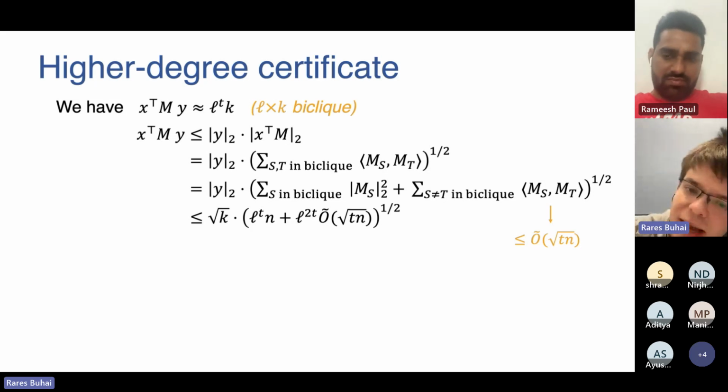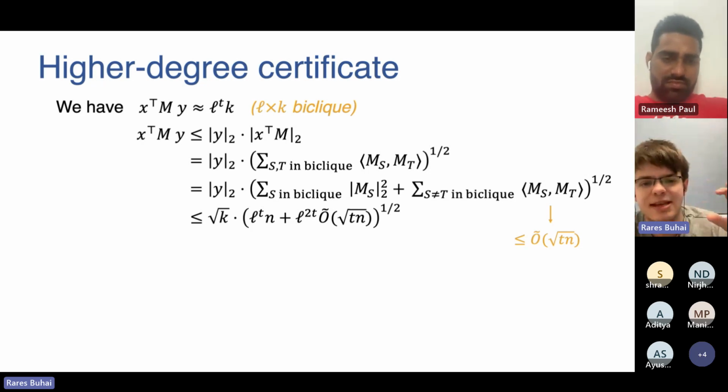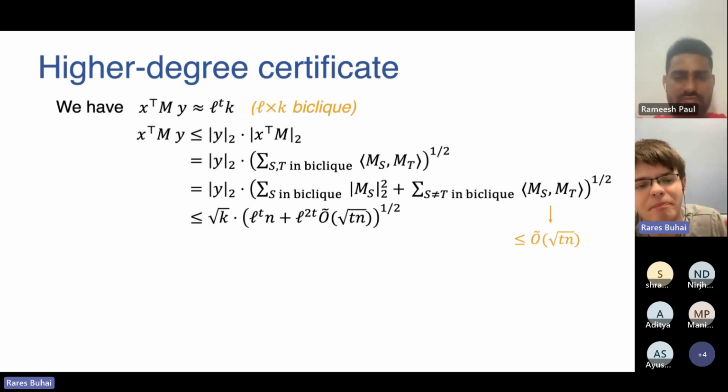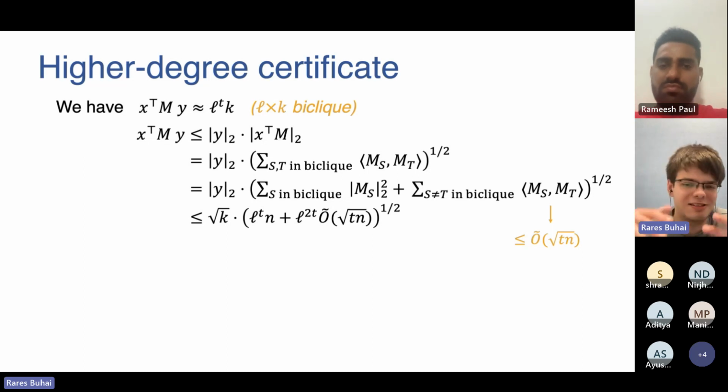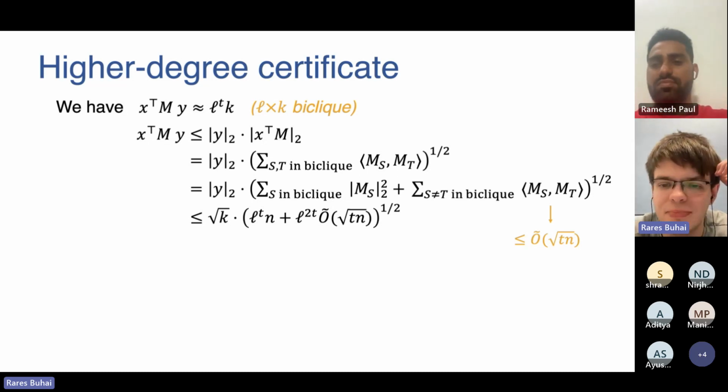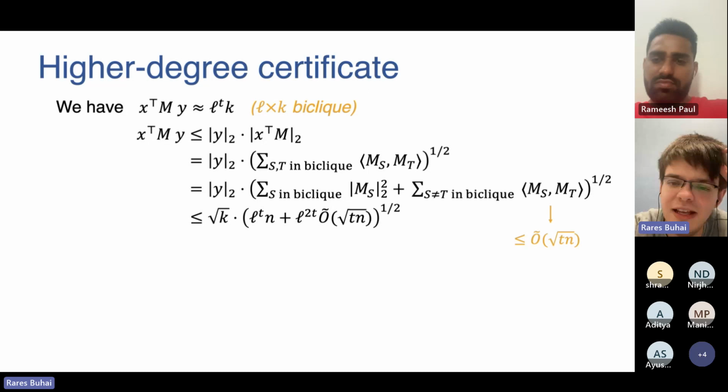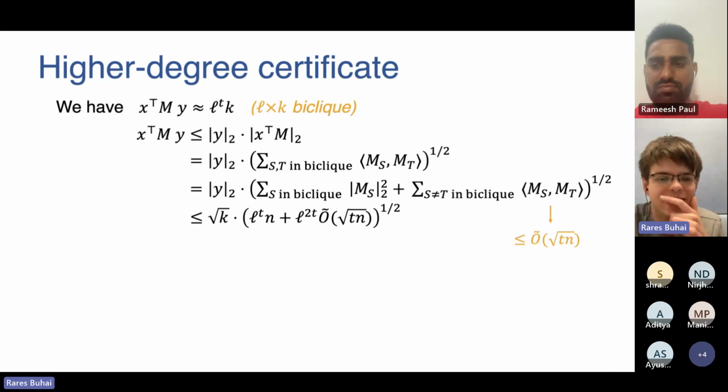Now let's see the first sum. How many subsets S of size at most t are in the biclique? Well, L to the t. And what's the norm of M_S squared? Well, M_S is a row of plus minus 1 values, so its 2-norm squared is exactly n. And for the second sum, the number of pairs is roughly L to the 2t, and the inner product, as I said, is bounded by root t times n. So now we are almost done.